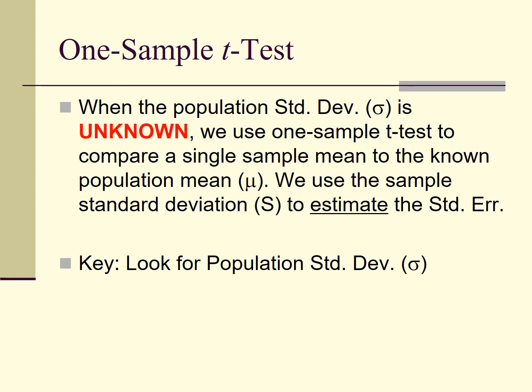On the other hand, the condition to use one-sample t-test is that when the population standard deviation sigma is unknown, we use one-sample t-test to compare a single sample mean to the known population mean. We use the sample standard deviation S to estimate the standard error. Therefore, the key is to look for population standard deviation sigma. If it is not given, then we use one-sample t-test.